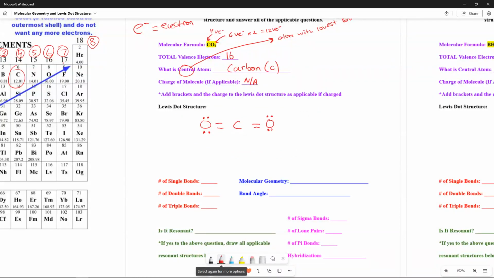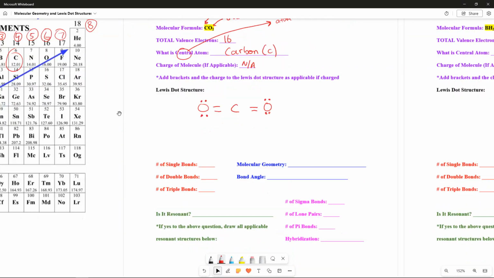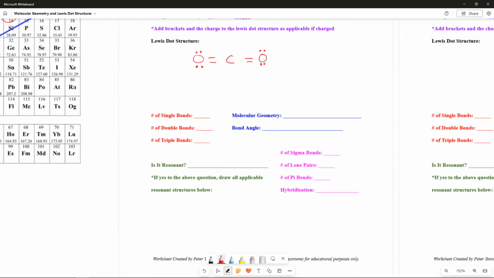And with that information, we can answer the questions on the bottom. The number of single bonds, we have 0, because these are all double bonds. If we look at our bonds in our CO2 molecule, we have 2 double bonds. And same deal, no triple bonds.